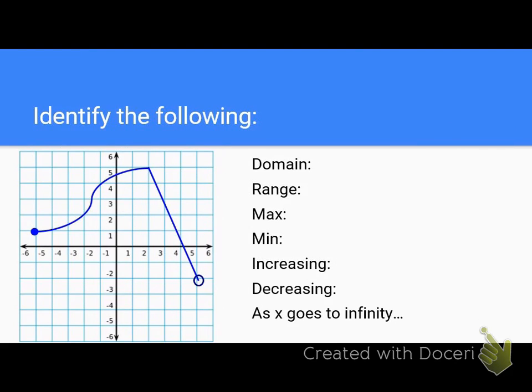Okay, for the next example, this is a piecewise function. So it's two different pieces put together. And I see this closed circle and open circle. So those are going to be important for me to consider. Okay, so we'll start by looking at the domain. I see my function starts here, right? There's nothing else to the left of that.